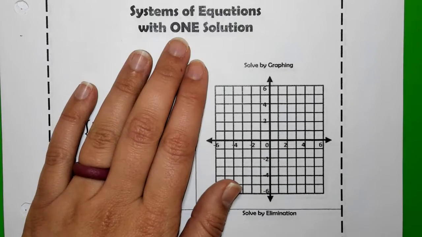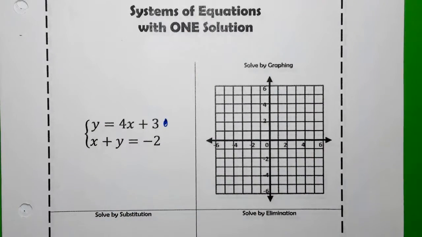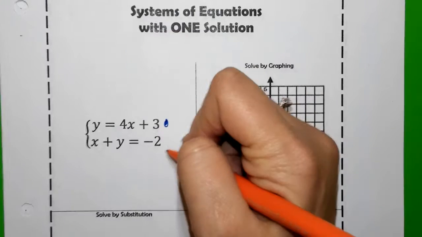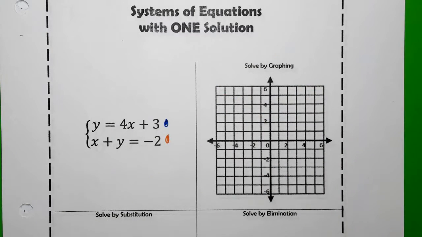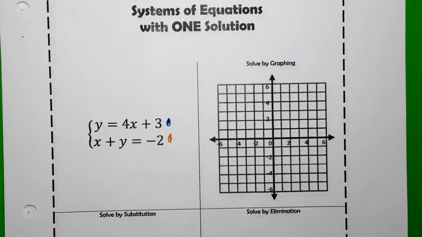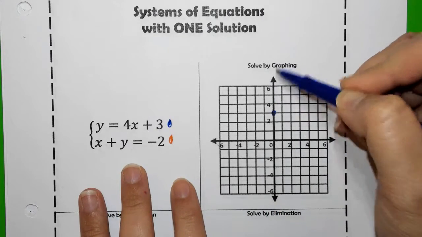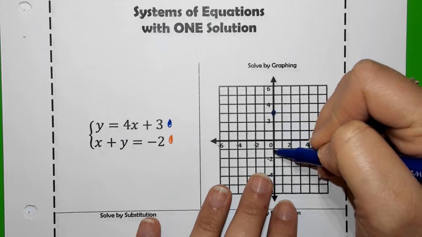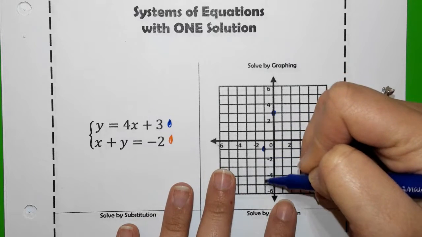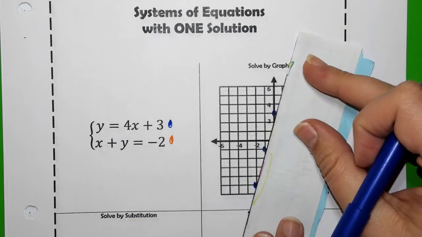Alright, so one solution. Let's graph this first one. I'm going to graph it in blue, and then I'm going to graph this one in orange. For the blue one, what would I do first? Up 3 and put a dot. Then down 1, 2, 3, 4, left 1. The reason I'm going down and left is because I don't have enough room to go up and right.